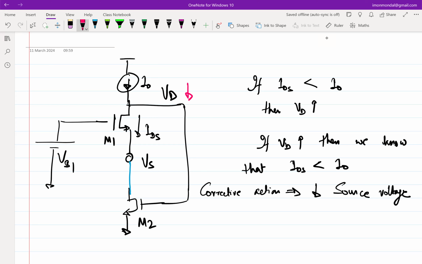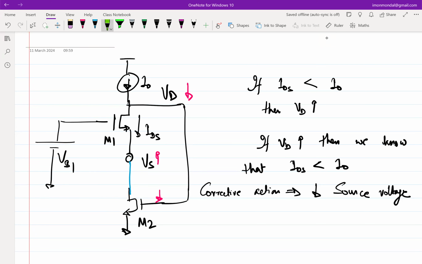So let's assume VD decreases. If VD decreases, the gate voltage of M2 decreases. If the gate voltage of M2 decreases, what can you comment on VS? VS will increase, because if the gate voltage of M2 decreases, this current decreases, which means VS will increase. If VS increases, what is happening to VD? Think in terms of current. VD increases, right?